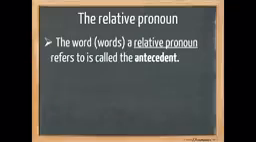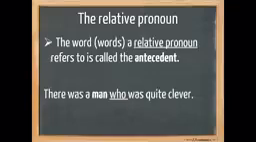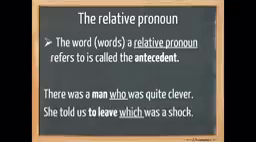The word or words a relative pronoun refers to is called the antecedent. For example, there was a man who was quite clever. The man here is the antecedent. She told us to leave, which was a shock. To leave here is called the antecedent.